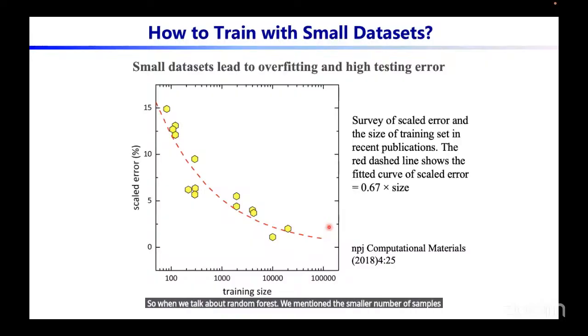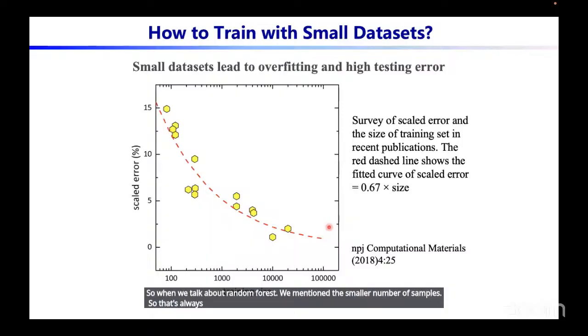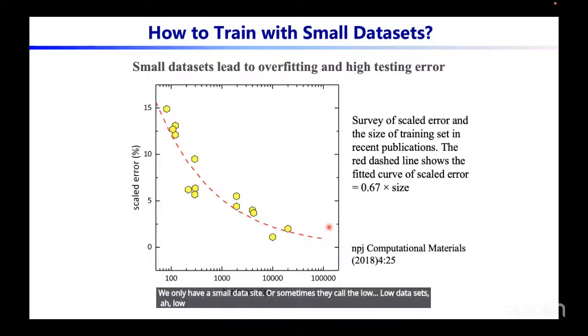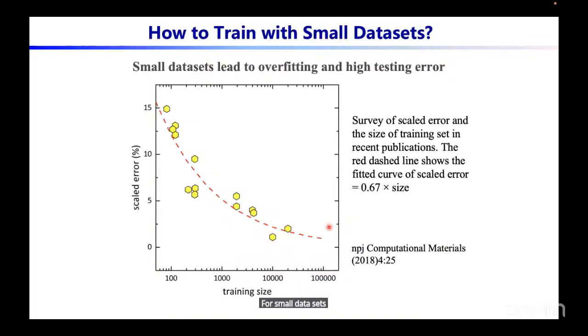Okay. So when we talk about random forest, we mentioned the smaller number of samples. So there's always this problem: what if we only have a small data set, or sometimes they call it a low sample data set? For small data sets, frequently we encounter this. Of course, you can just use brute force. I don't mind that. I don't care about the small size of the data.